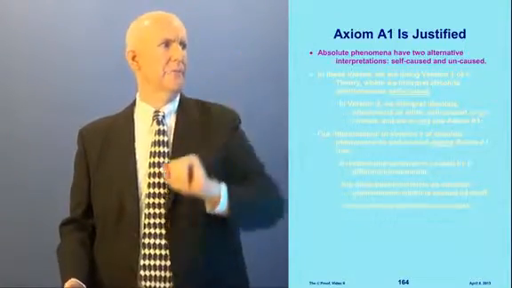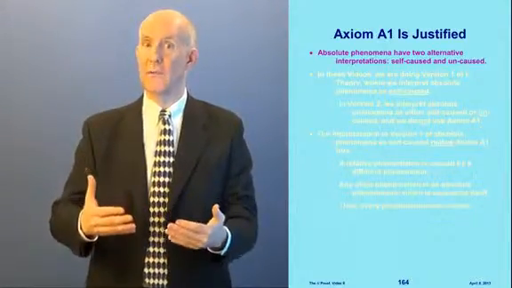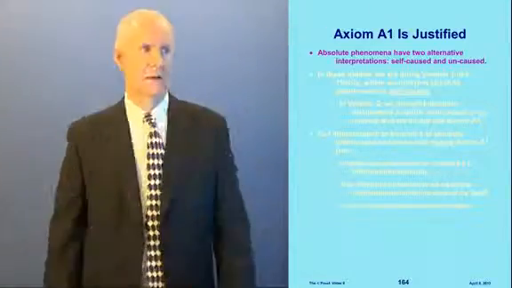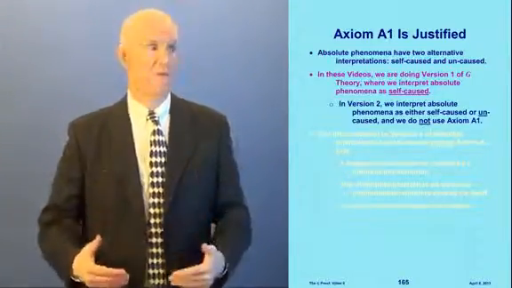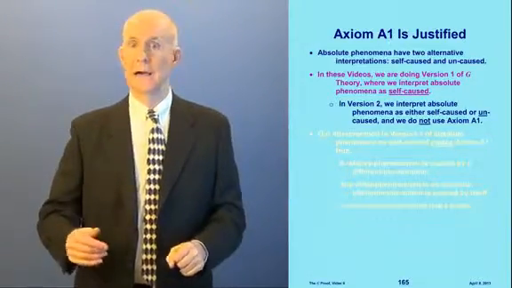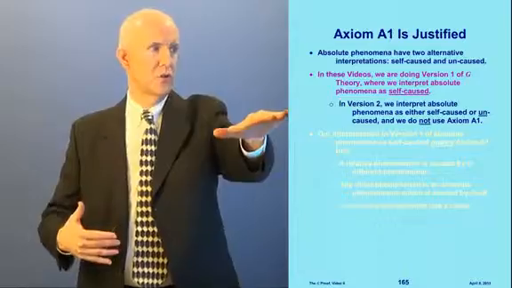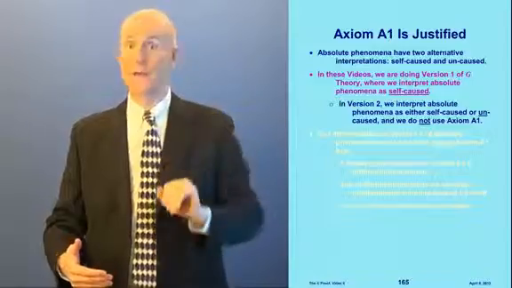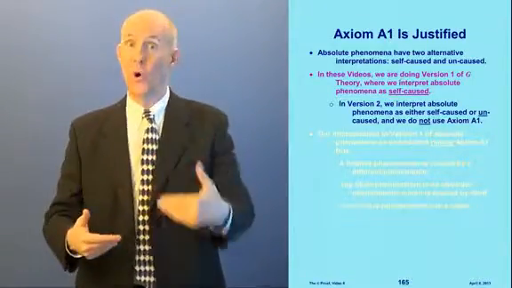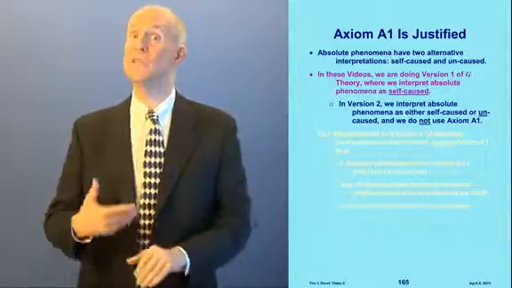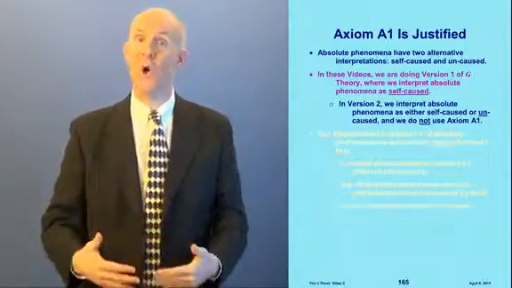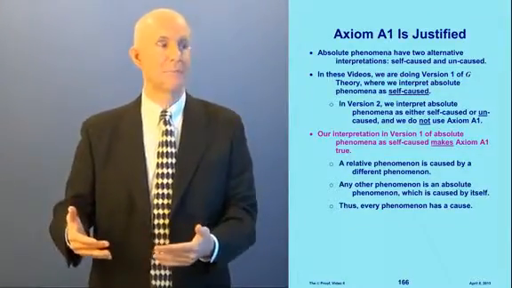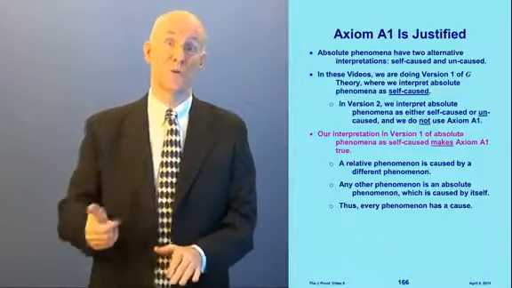Now we have talked about absolute phenomenon. There are two alternative interpretations of absolute phenomenon as either self-caused or uncaused. So in these videos we're doing version 1 of G theory, where we interpret absolute phenomena as self-caused. And in version 2, which is the next step on the journey after you've watched these videos, absolute phenomena can either be self-caused or uncaused. And importantly, in version 2 we do not use axiom 1. We use a different approach. So our interpretation in version 1 of absolute phenomenon as being self-caused actually makes axiom 1 true.